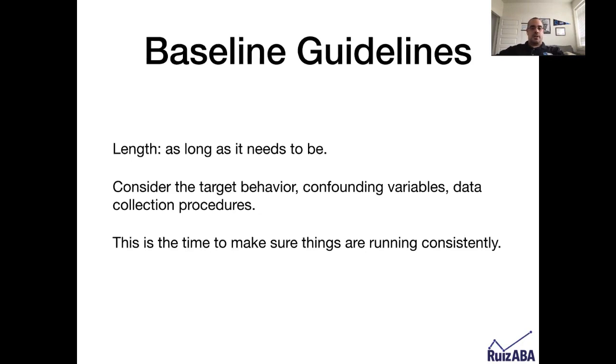When you're in the baseline condition, you want to consider the target behavior that you're measuring, for obvious reasons, right? You can't have a good comparison if you don't know what you're measuring. You want to be aware of any confounding variables or extraneous variables, things in the environment that you either have to remove or keep constant. And you also want to make sure that the data collection procedures are good. Why do you want to do that? Well, if data collection is inconsistent, then your baseline is going to be inconsistent.